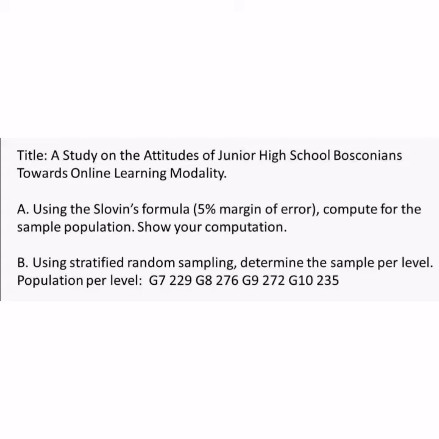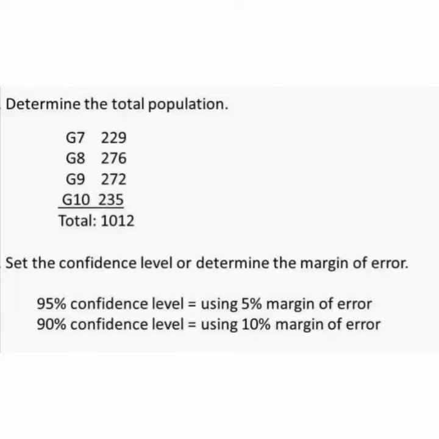Grade 7, there are 229 students. Grade 8, 276 students. Grade 9, 272 students. And Grade 10, 235 students. So the first step is for us to determine the total population. Since the population per level is given, you just have to get the sum. So 229 plus 276 plus 272 plus 235 will give us a total population of 1,012.